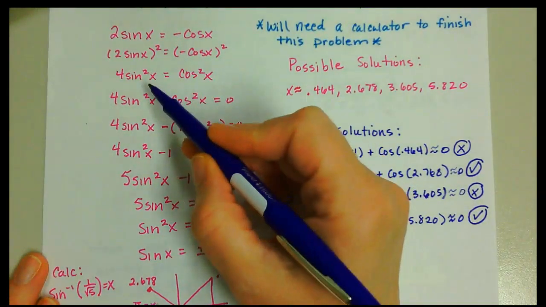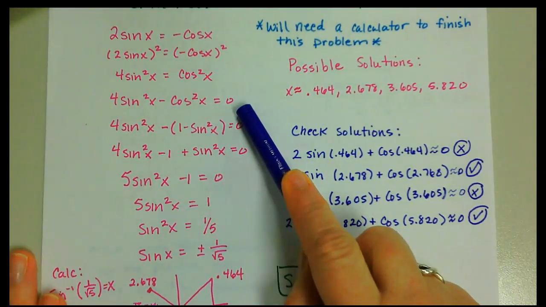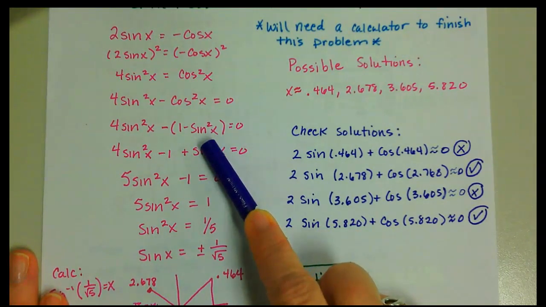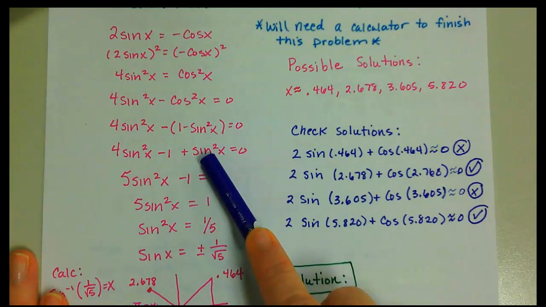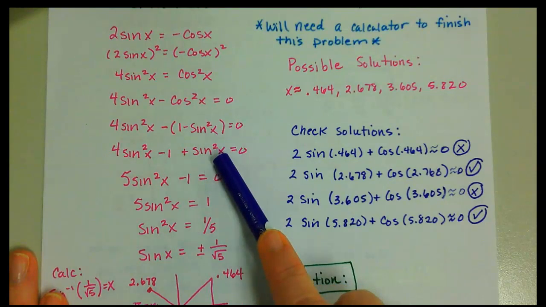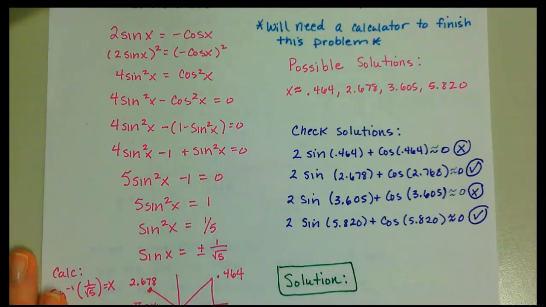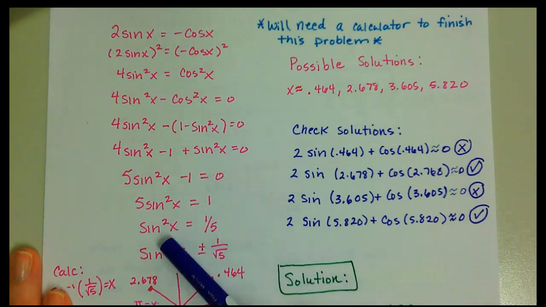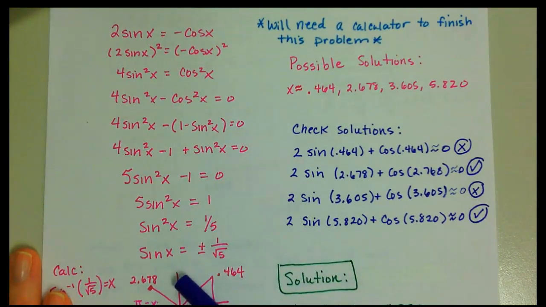Then I move everything to the same side so that you have everything over here equal to 0. I replaced this identity with 1 minus sine squared x. I'm sorry, x, not theta. I distributed the minus through. So now I have 4 sine squared x plus 1 sine squared x is 5 sine squared x minus 1 equals 0. So to isolate the trig function, I need to move the 1 over, divide by 5, and now I have sine to myself.